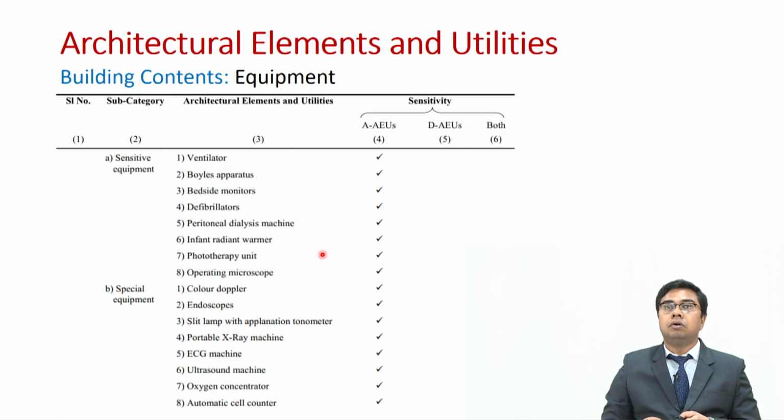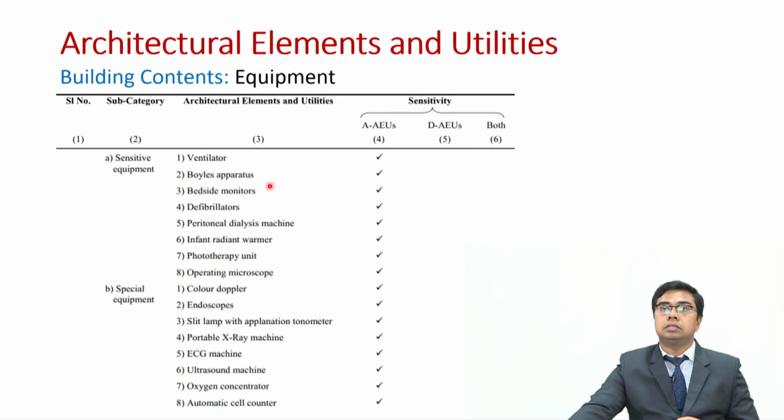Now let us look into equipment in the building content. We can have sensitive equipment such as ventilators, vial separators, bedside monitors, etc. All of these are mostly present in laboratories and hospital buildings. So these are acceleration sensitive non-structural components, which is AAEUs. Why? Because these are massive and stiff equipment placed on the ground. Mostly they are anchored to the ground.